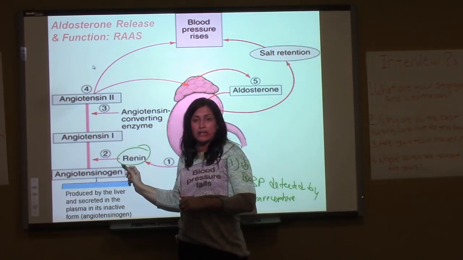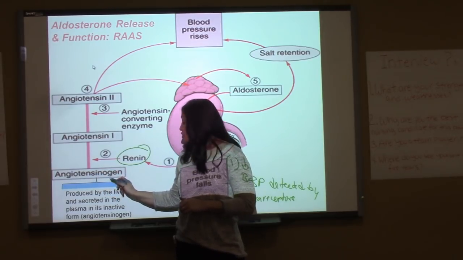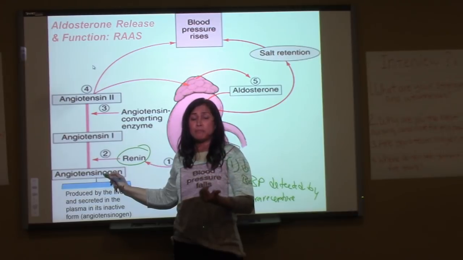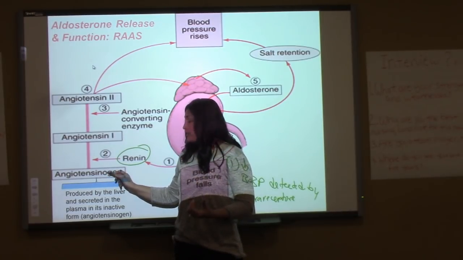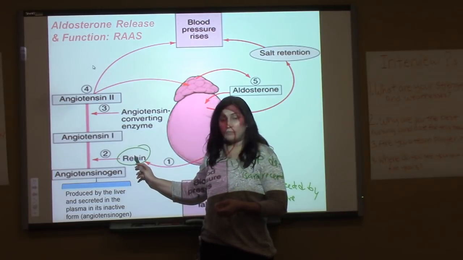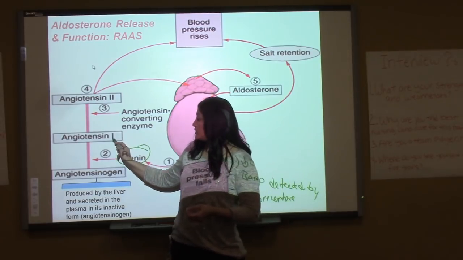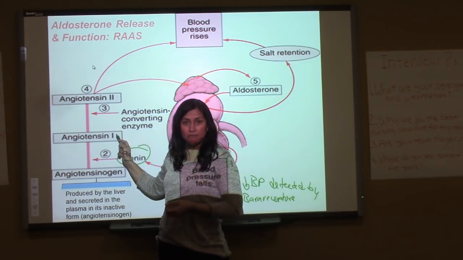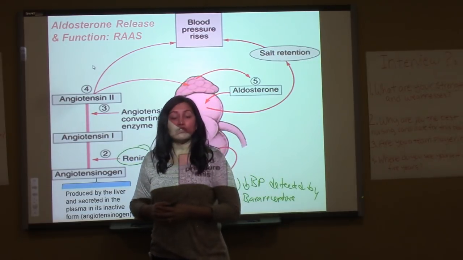As soon as renin enters the plasma, it's going to find angiotensinogen. Remember I told you angiotensinogen is produced by the liver and is secreted in the plasma, but it's in the inactive form. So as soon as renin arrives, it's going to grab angiotensinogen and convert it to angiotensin 1. Now, angiotensin 1 will travel to the lungs.